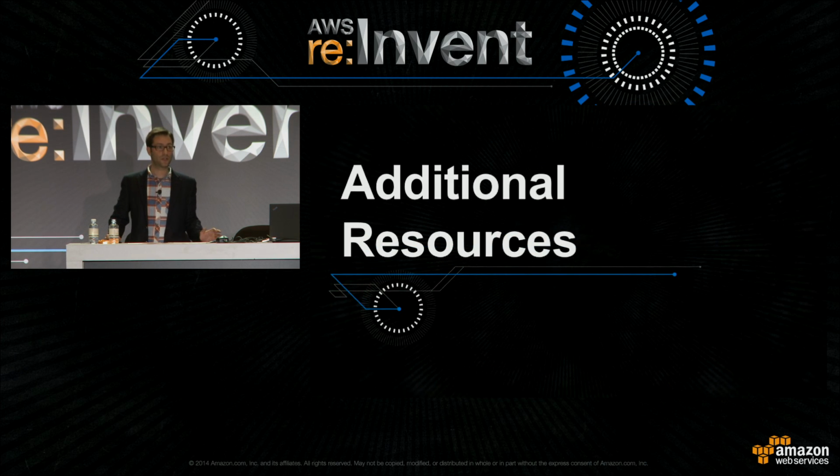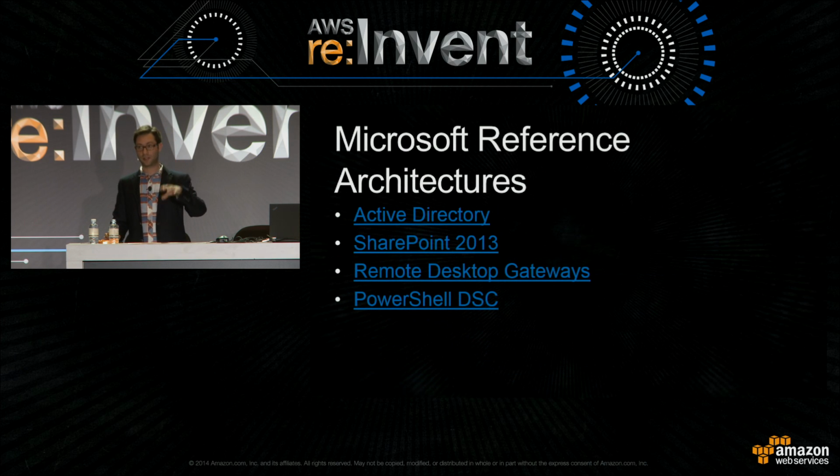There are some additional resources that I just want to point out very quickly. There's a set of Microsoft reference architectures, including Active Directory, SharePoint, remote desktop gateways, and PowerShell DSC. These are great use cases, CloudFormation templates that will help you deploy and deliver AD very quickly, and the like services, as well as building out the VPC with the security subnet groups that I showed in the first set of slides.